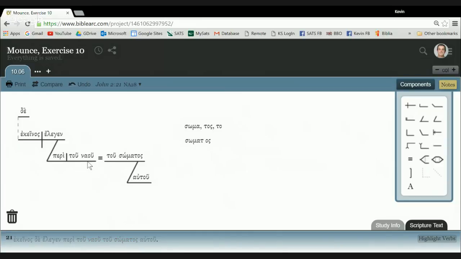Genitives simply link two nouns together and indicate there's some connection between them. Ekenos, he was speaking, peri, concerning the temple. If we rendered it literally, it's the temple of the body of him, the temple of his body. What's the relationship between tu na'u, the temple, and tu somatos? Well, the temple in this statement is his body. So he was speaking concerning the temple, namely his body.